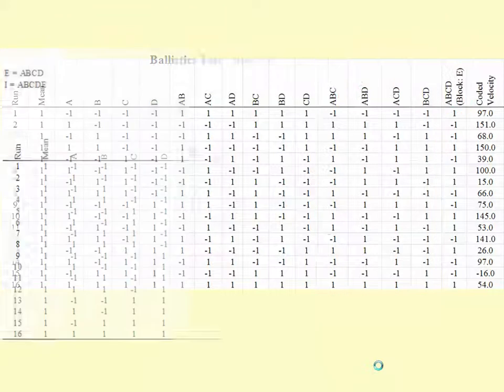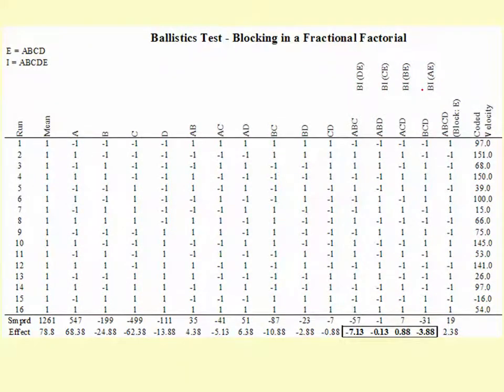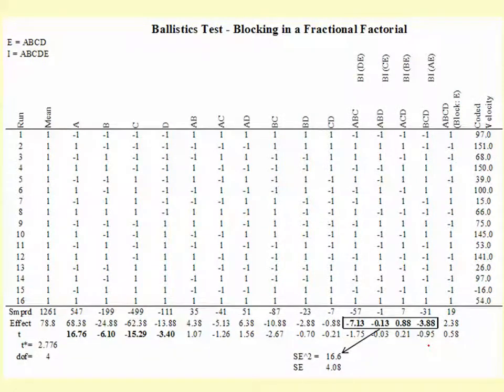So let's look at that. All right, so then this is what we just wrote down there. And that's the calculation of effects. And so there they are at the bottom of the column. We're going to square each of those to get 16.6 for SE squared. Square root of that is 4.08. And then we can calculate T values. Our T star, which is two-sided, 4 degrees of freedom. And then we just look to see those are all significant. None of these other ones. That one's real close.